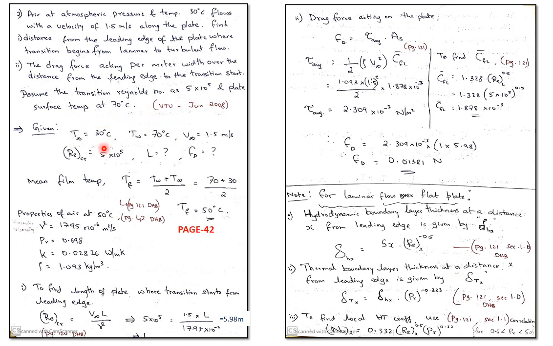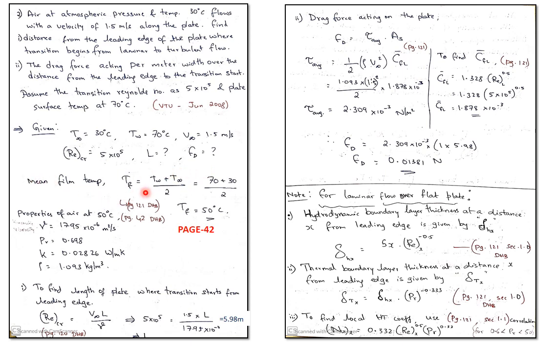T infinity is given as 30 degrees Celsius, that is the temperature of the fluid. Similarly, the plate temperature, the wall temperature, is given. V infinity, as I told you, in the data handbook it is U. Don't get confused. Similarly, the Reynolds number is 5 into 10 raised to 5. L and FD are the two unknowns you have to find.